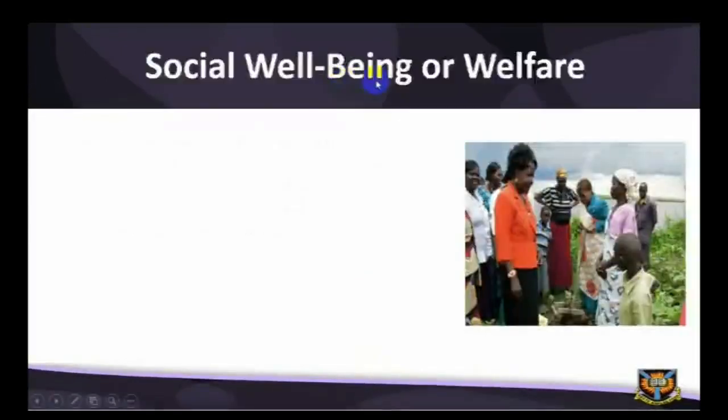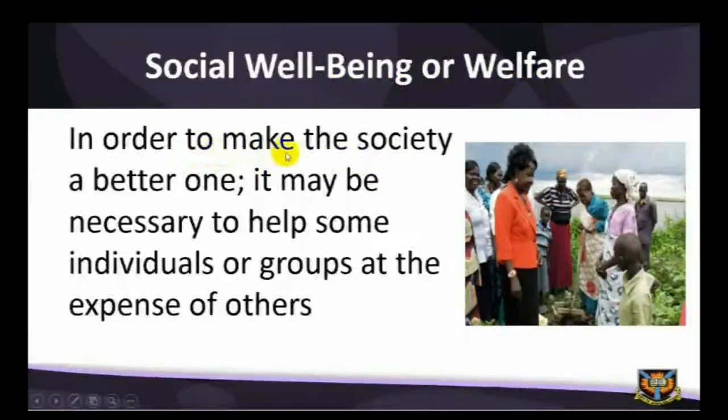Social well-being or welfare. In order to make the society a better one, it may be necessary to help some individuals or groups at the expense of others. For example, it may be necessary to help the poor at the expense of the rich in order to increase the overall social welfare.